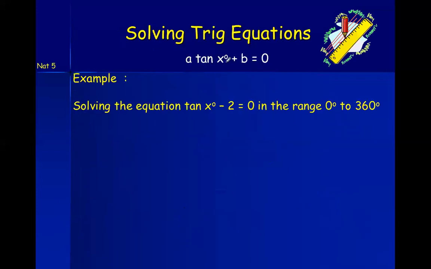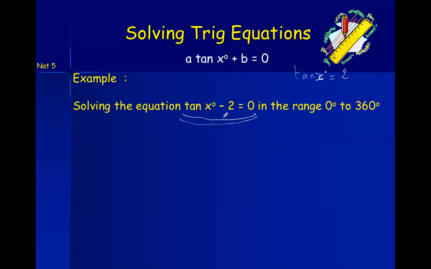So now we're going to solve a trig equation. Remember what we were doing earlier on, we were doing tan x equals, let's say 2, and the question was solve between 0 and 360. So let's say they give us this time the equation tan x minus 2 equals 0. How can I rewrite this so that I've got tan x on its own? Bring 2 across to the other side.